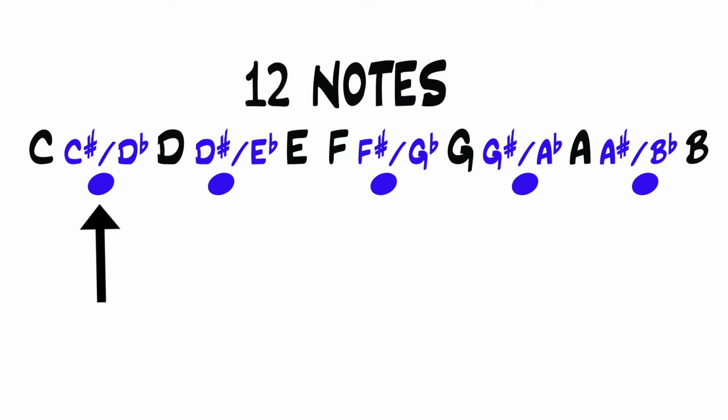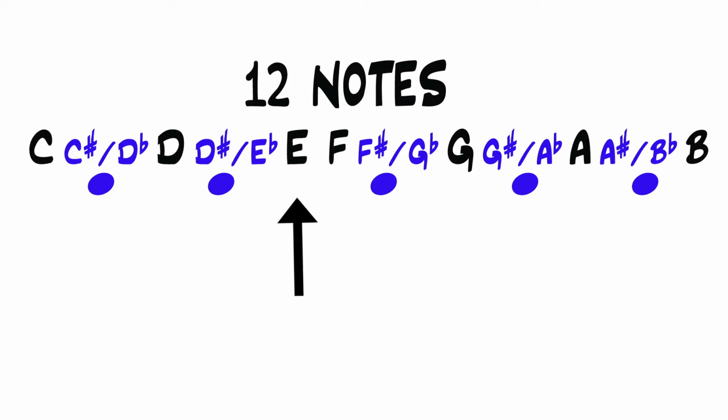One is the C sharp or the D flat. Now the sharp is always going to borrow the name of the note behind, and the flat is always going to borrow the name of the note ahead. So we have C, then another note, C sharp or D flat. Then we have the D. After that, we have another note that's going to have two names as well, D sharp or E flat.